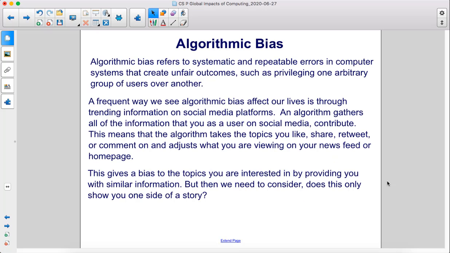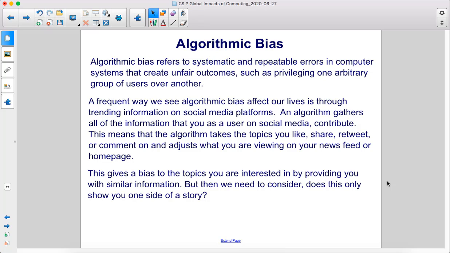Algorithmic bias refers to systematic and repeatable errors in computer systems that create unfair outcomes, such as privileging one arbitrary group of users over another. A frequent way we see algorithmic bias affect our lives is through trending information on social media platforms.